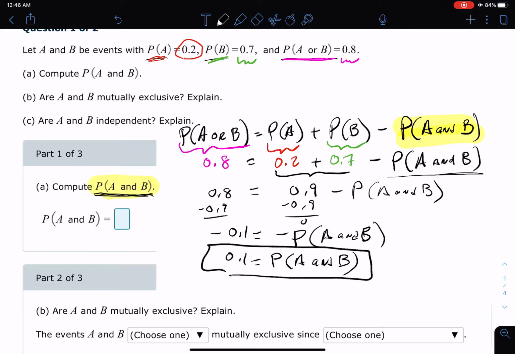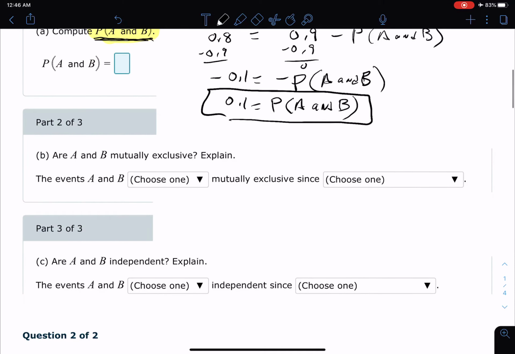Okay. Next question. It says part 2. Are A and B mutually exclusive? Well, if they were mutually exclusive, then the probability of A and B would have to be 0, meaning they do not overlap. But the fact that the probability of A and B equals something means that the events A and B are not mutually exclusive, because there is some overlap.